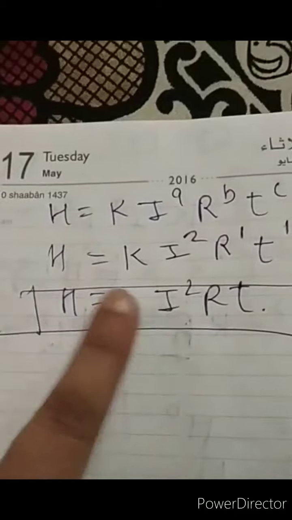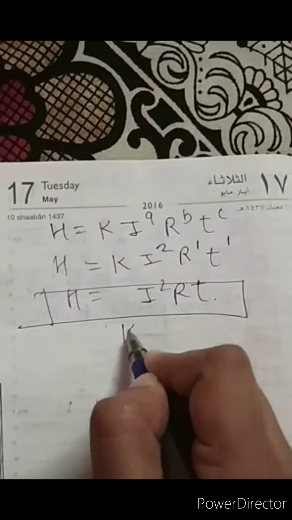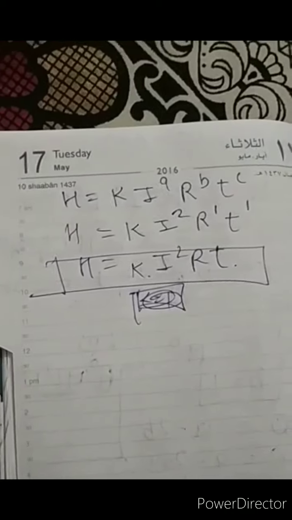If you remember in class 10th also, you got this formula in Ohm's law. When you learn about electricity, you have an electricity chapter in class 10th, and in that you got this formula, H is equals to I²RT. And since k, we already know this very well known formula, so here k is equals to 1. And if you don't know, don't worry, just put k over it. Nothing to worry about it. Okay, so this is my third question.